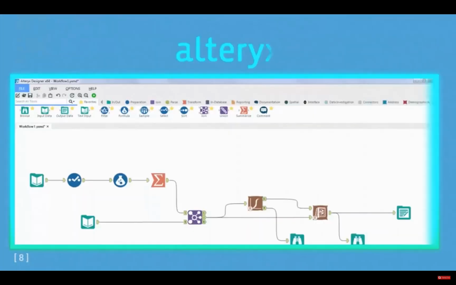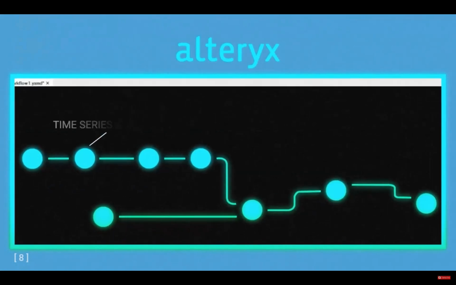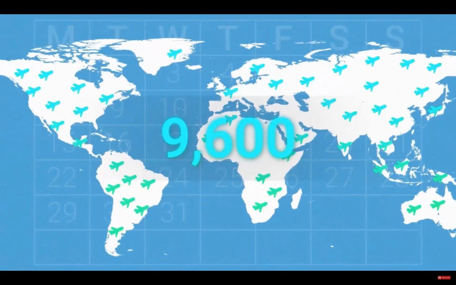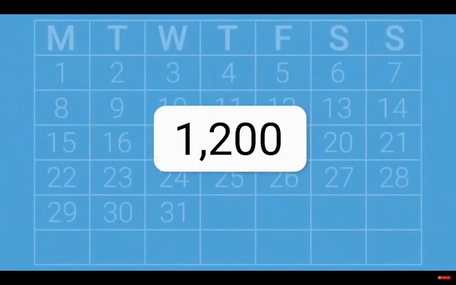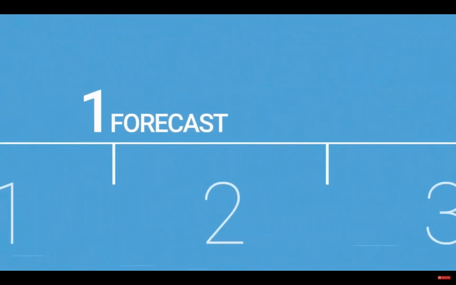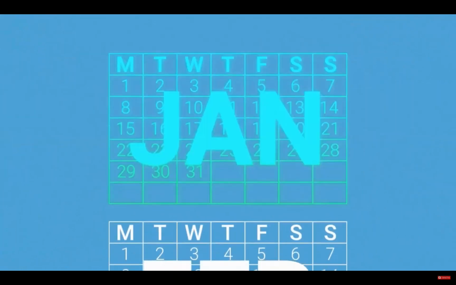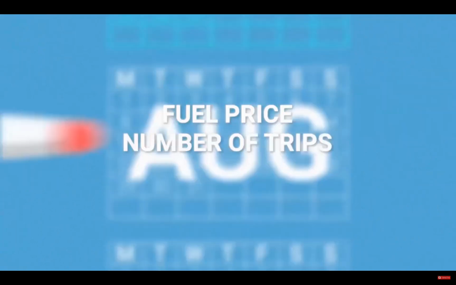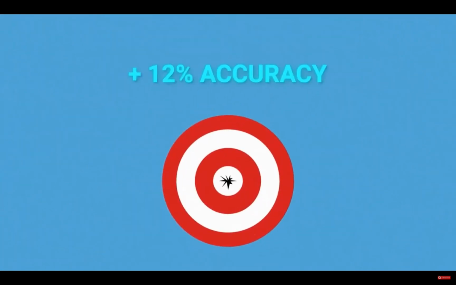The team developed 8 predictive models that included time series algorithms and neural networks. The system could produce 9,600 fuel consumption forecasts for each month and each airport the carrier flies to. Previously, the team generated 1,200 monthly forecasts, and each analyst spent up to 3 days to make one. The new solution does it in 5 minutes. It generates forecasts for a 12-month horizon and considers such influencing factors as fuel price, number of trips, and a time period. The predictions also became much more accurate.